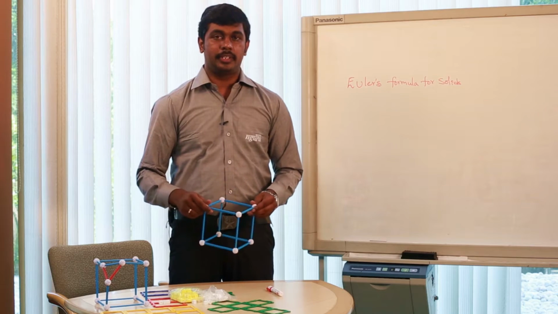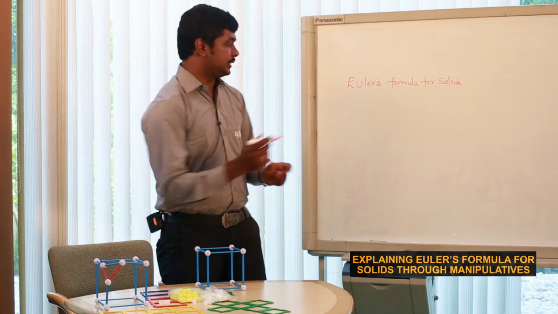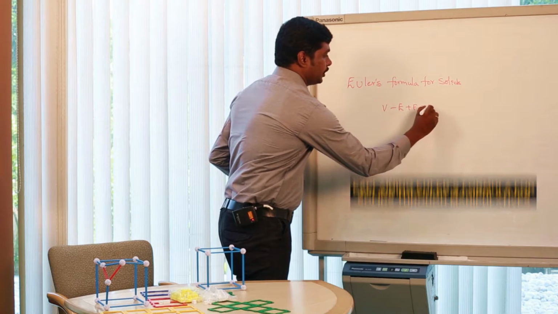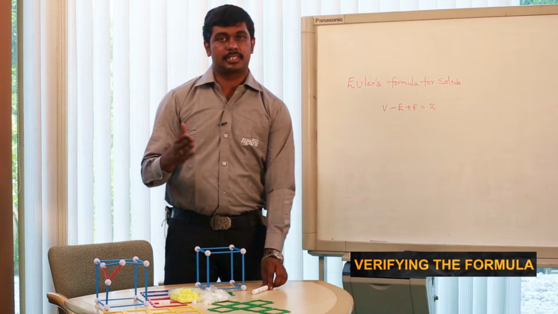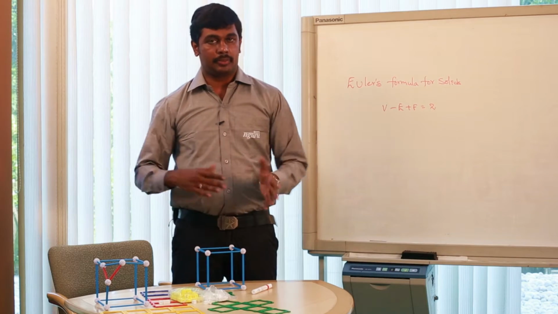So let's do an activity to verify Euler's formula for the solids. So we know Euler's formula for the solids is vertices minus edges plus faces equal to 2. So for any solid, if you take vertices, edges and faces, and if you apply this formula, we have to get 2. So that we will verify for different solids now.